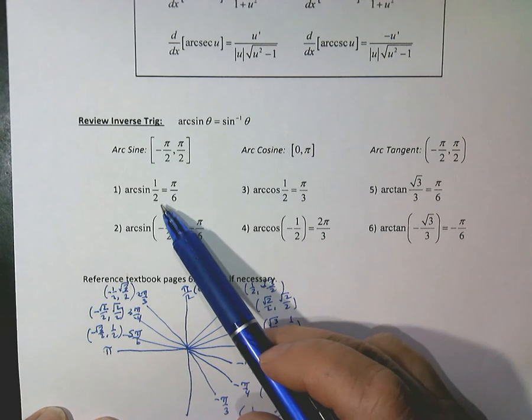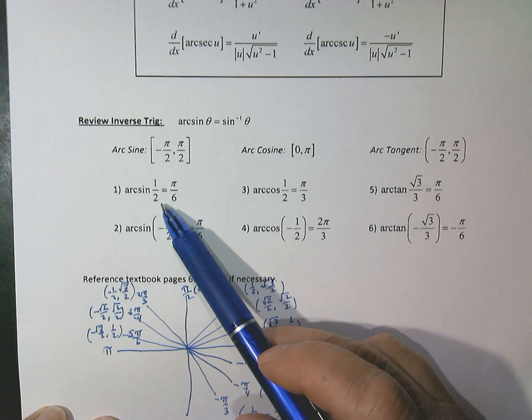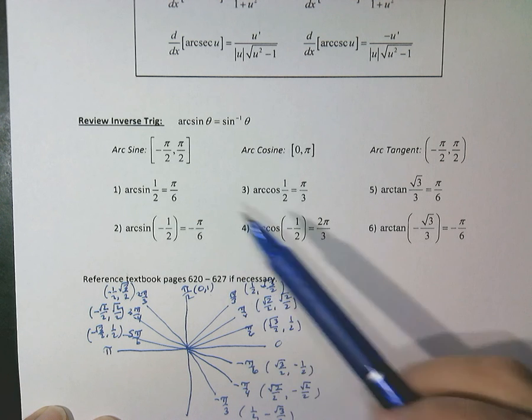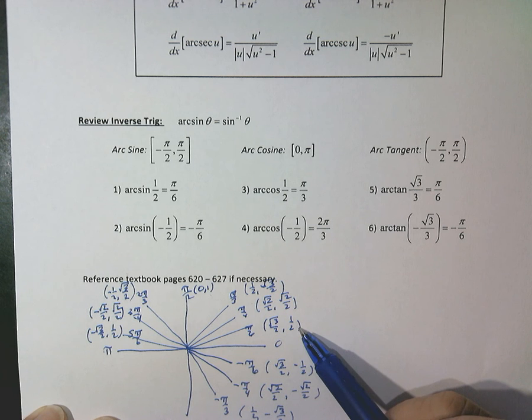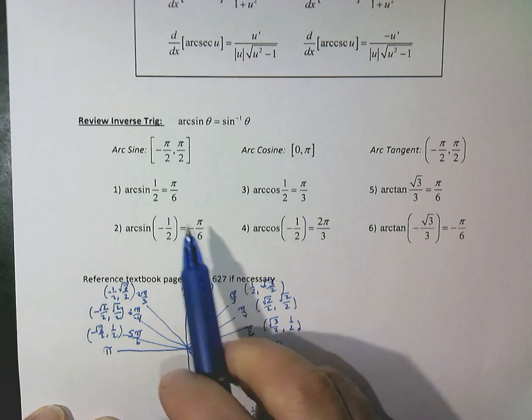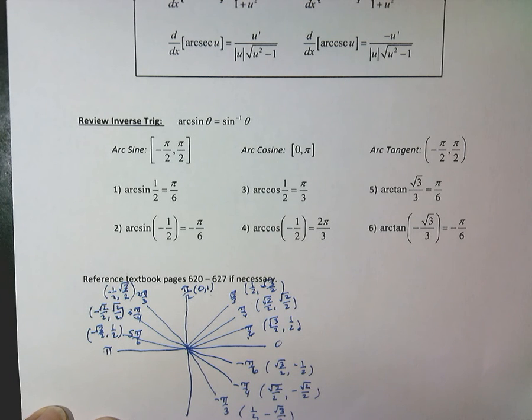So if I want an arc sine of 1/2, that means I need to find the angle that has a sine of 1/2. Arc sine is positive in the first quadrant, so I know it has to be here in the first quadrant. Sine is the y value. So arc sine of 1/2 gives me the angle pi/6. That's why I got pi/6. And I'm not going to go through every example.